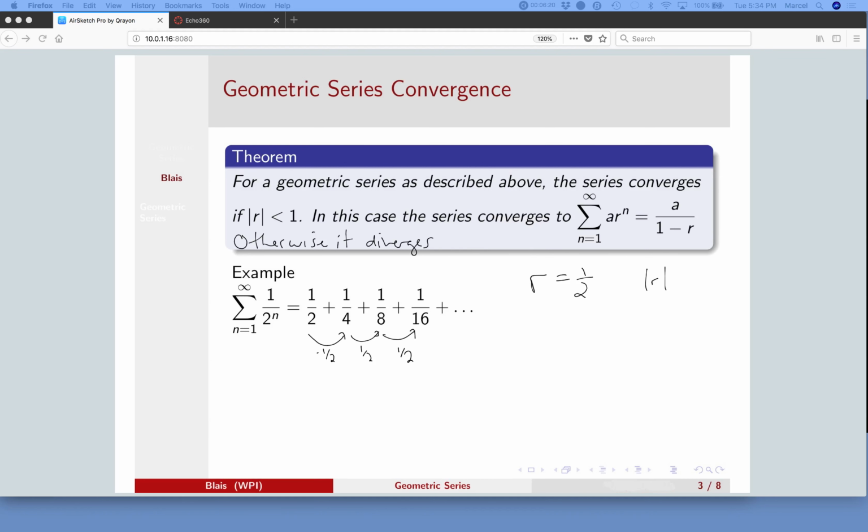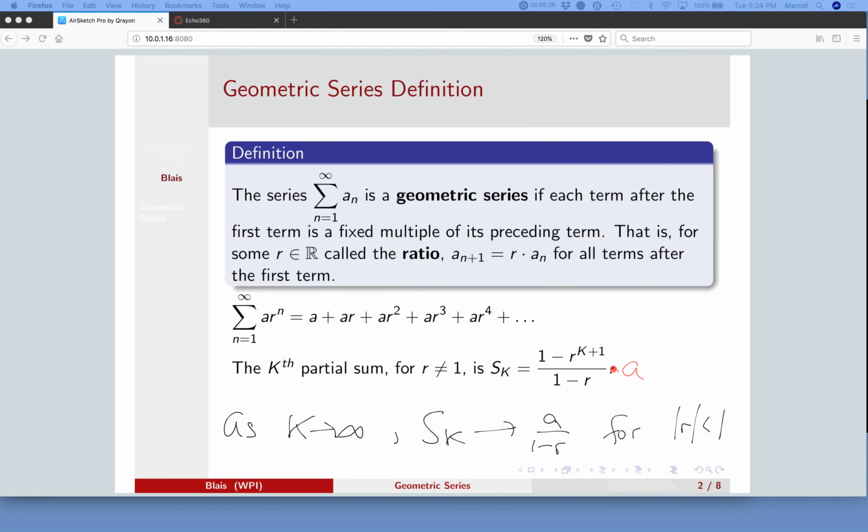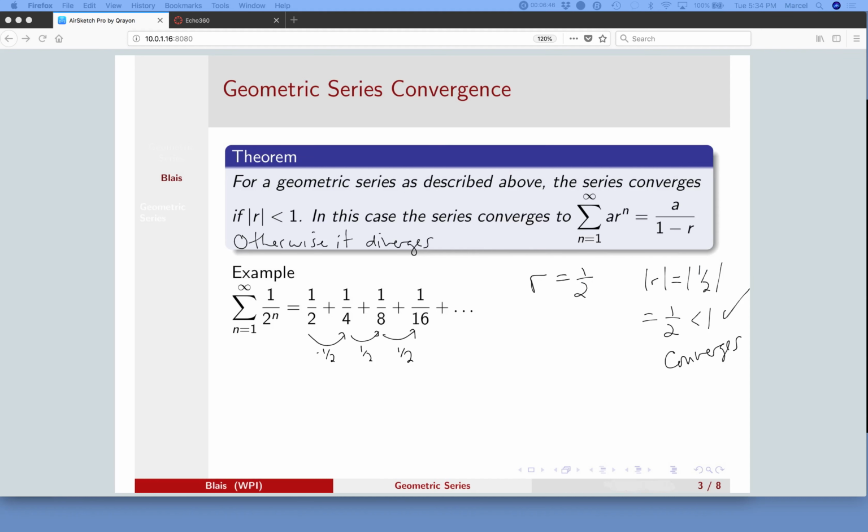And the absolute value of 1/2 is 1/2, which is less than 1, so it converges. And further, it converges to a over 1 minus r. And coming back here, a is always the first term. So in this case, a is 1/2.